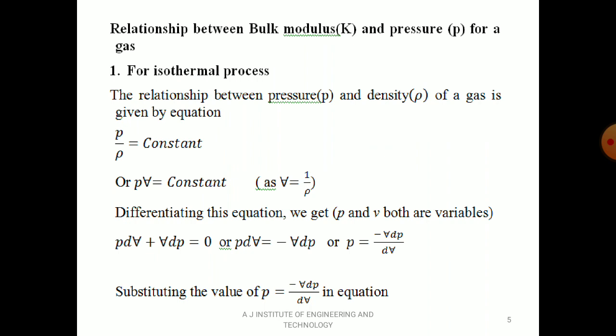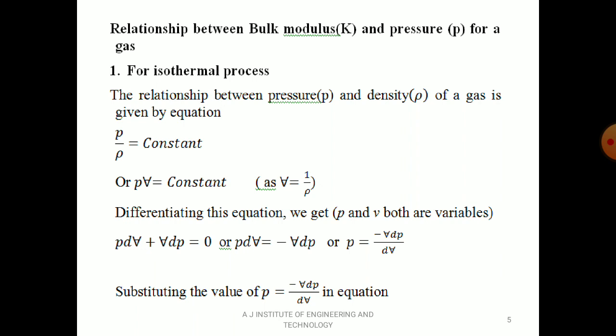First one, the isothermal process, where temperature remains constant, that is T equal to constant. It is also called a hyperbolic process, or PV equal to constant process. So you can represent it in n number of ways. In the isothermal process, temperature remains constant. The relationship between pressure P and density rho of a gas is given by the equation P by rho equal to constant.